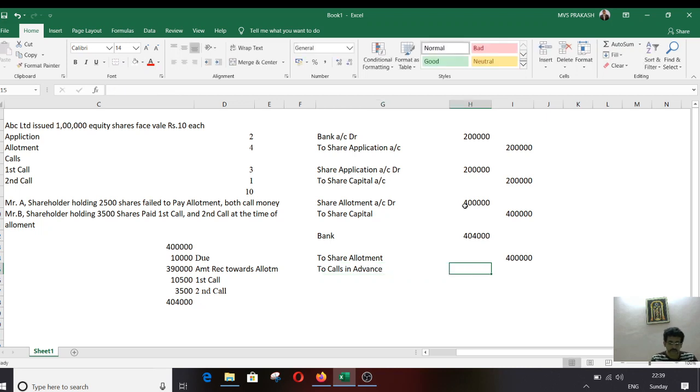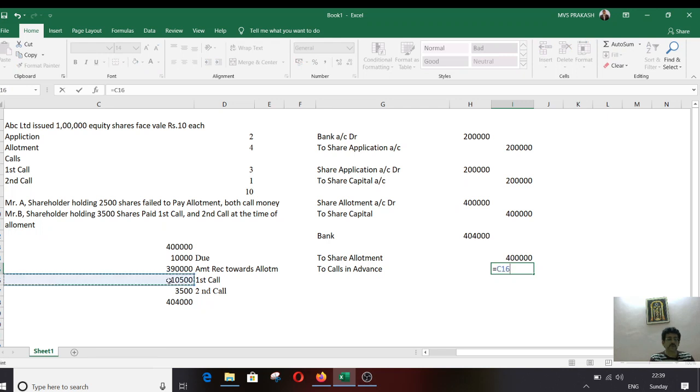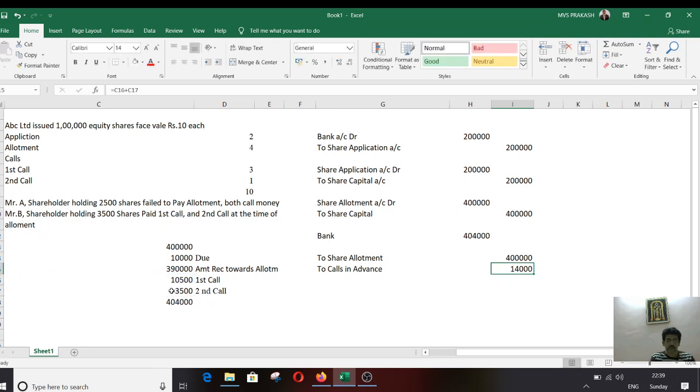What is the calls in advance? There are two parts there. 10,500 towards the first call, 3,500 towards the second call. So the total amount is nothing but 14,000, which is the calls in advance. Now, if you look at the credit balance, you are getting 4,14,000, but here you are getting 4 lakhs. There is a difference of 10,000. What is that? That is nothing but your allotment money due.